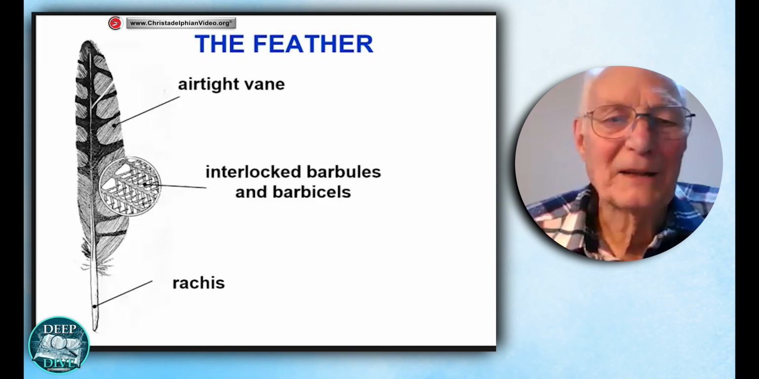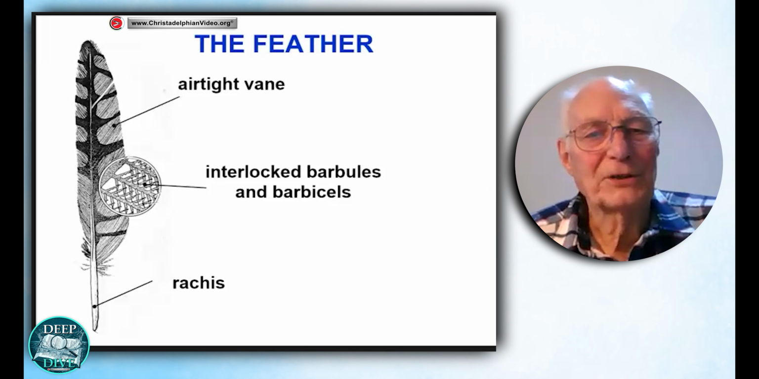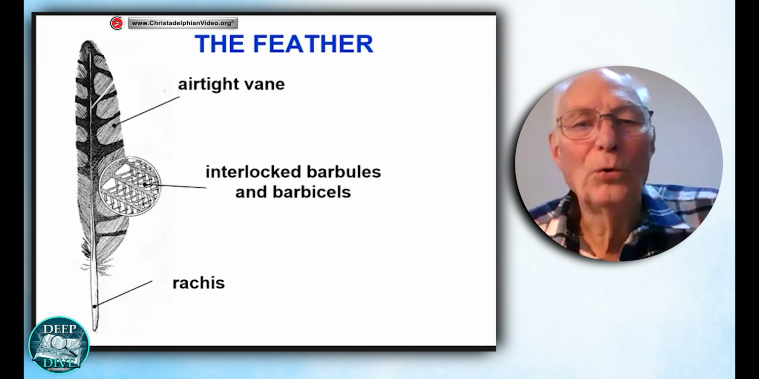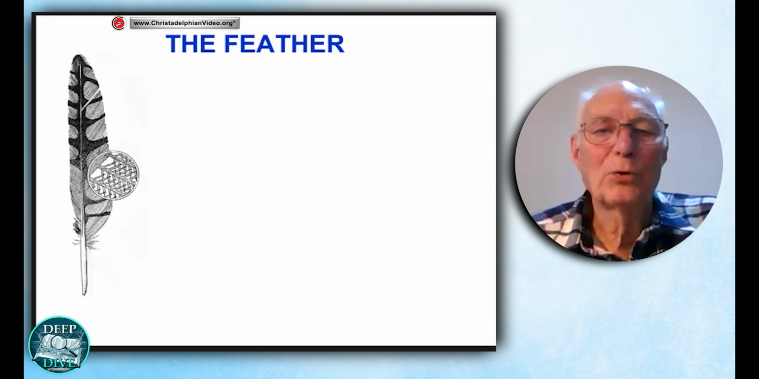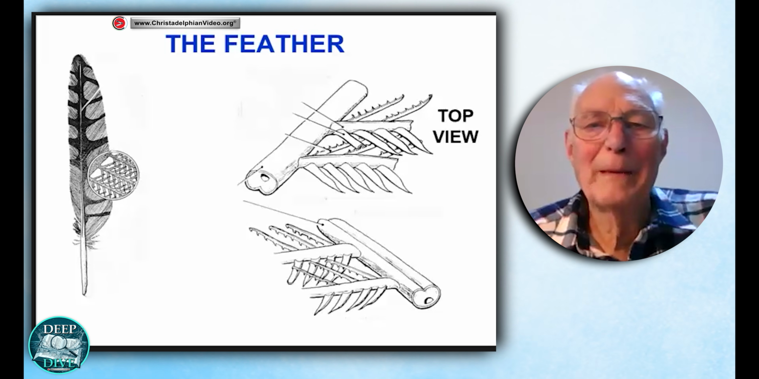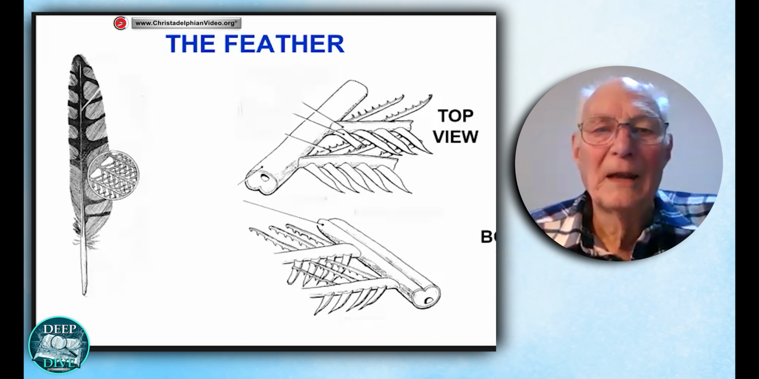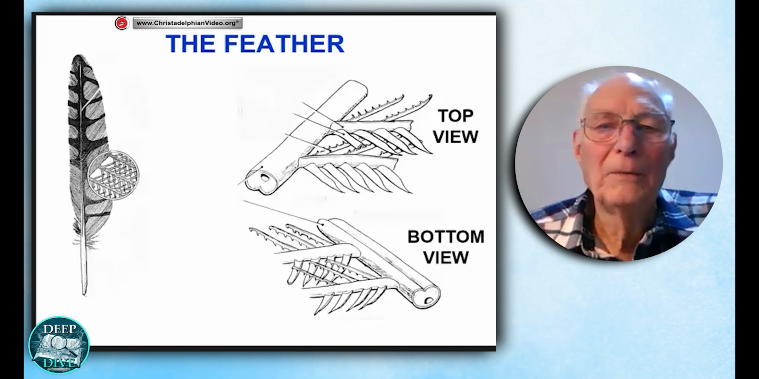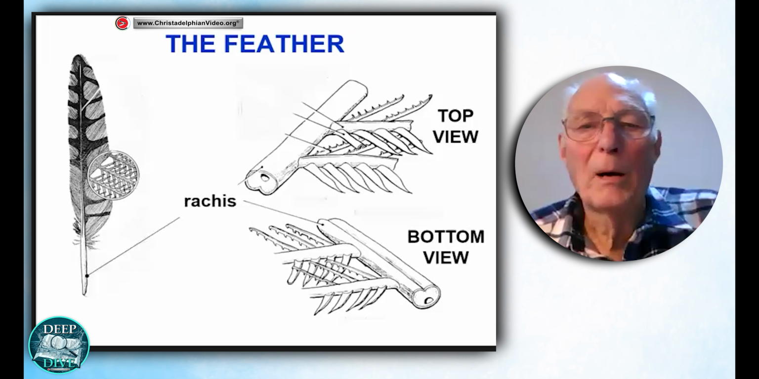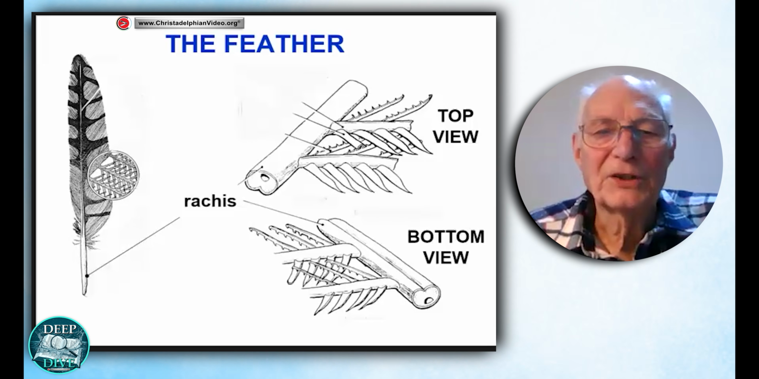And if you look very closely at that and magnify it, you find on each of those little stems going out from the rachis at an angle, there are two different kinds of connectors. Some are called barbules and some are called barbicels. Let's have a look at them in a bit more detail. Here's the top view of the feather, magnified, and there's the bottom view underneath the feather, also magnified. And somehow the barbules interlock with the barbicels to give a continuous surface.